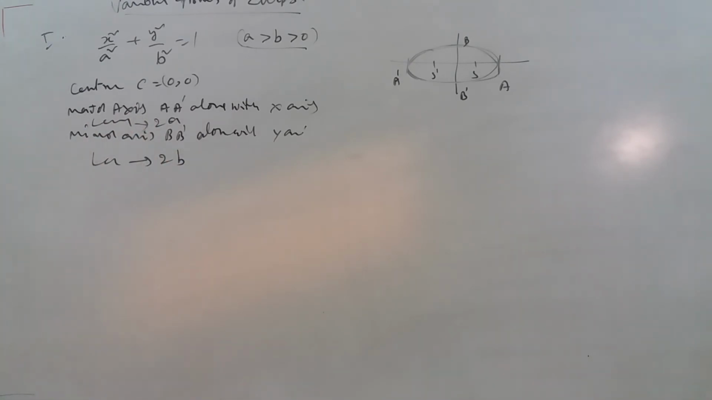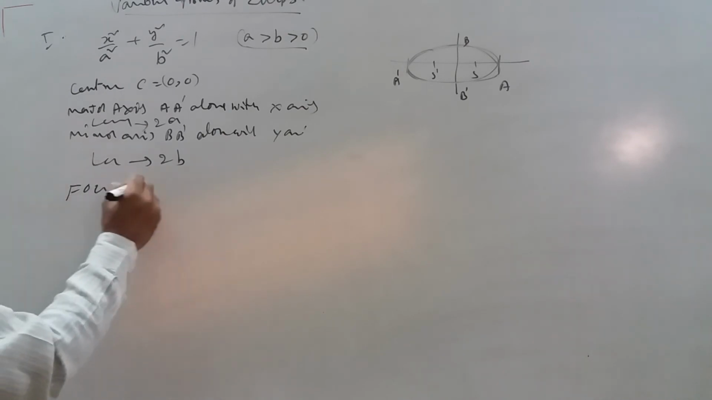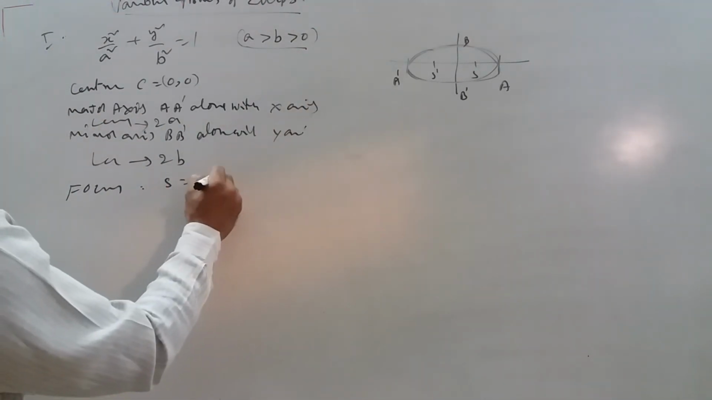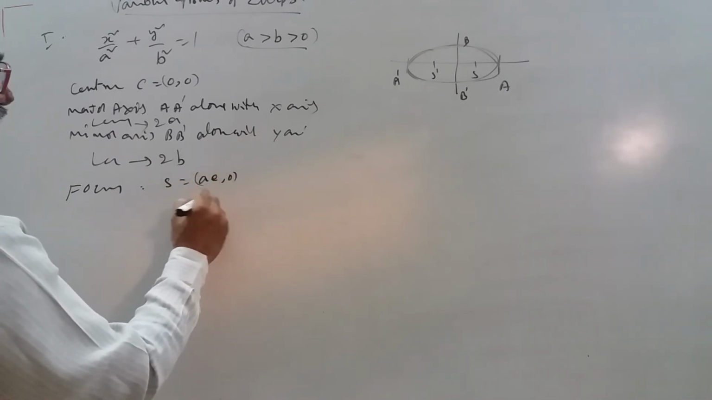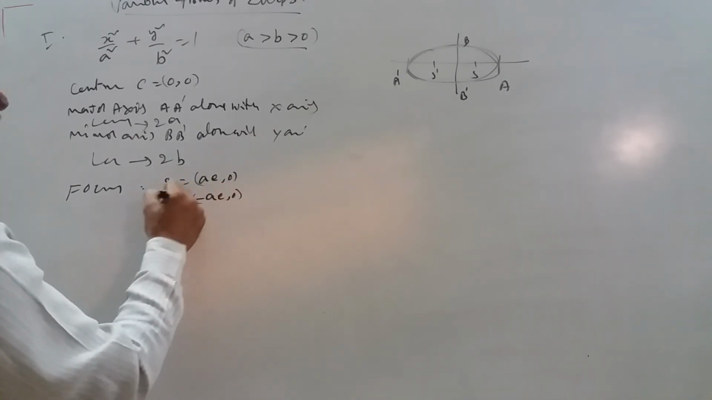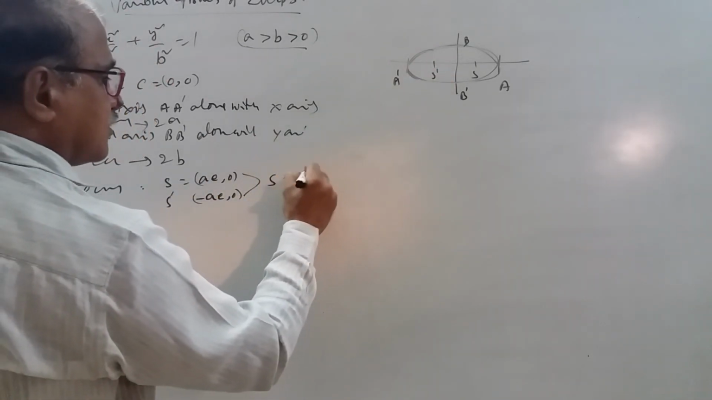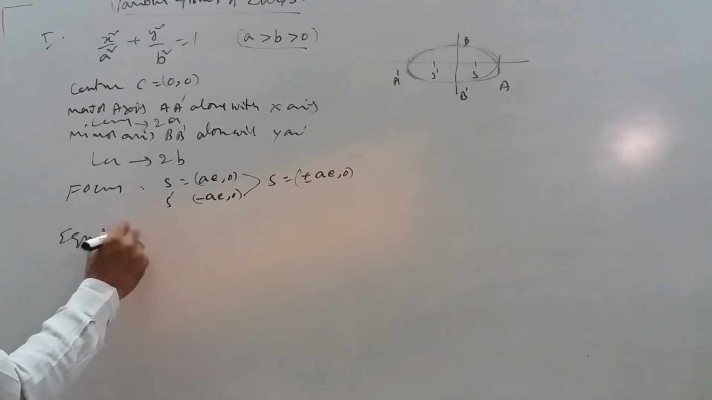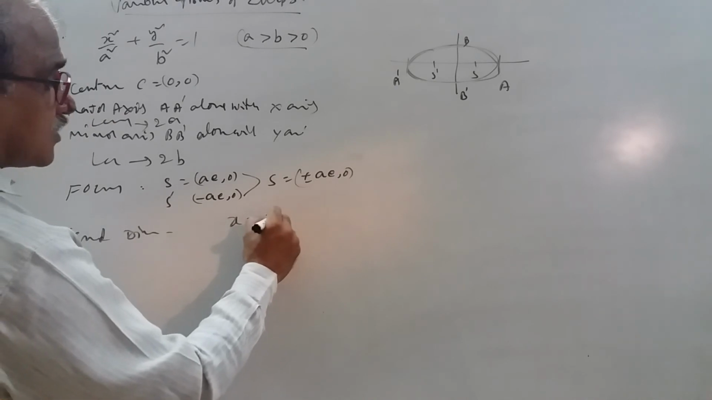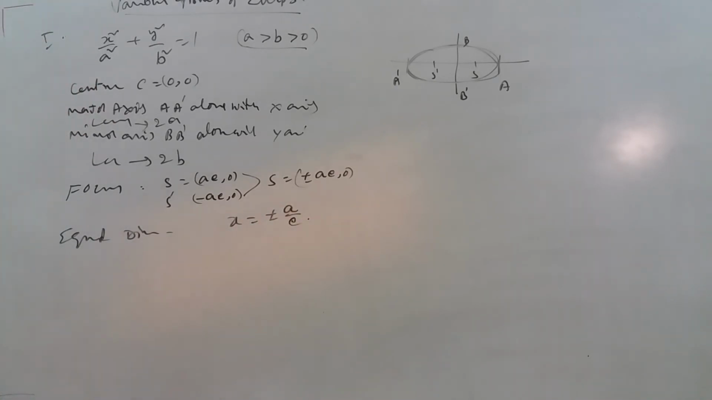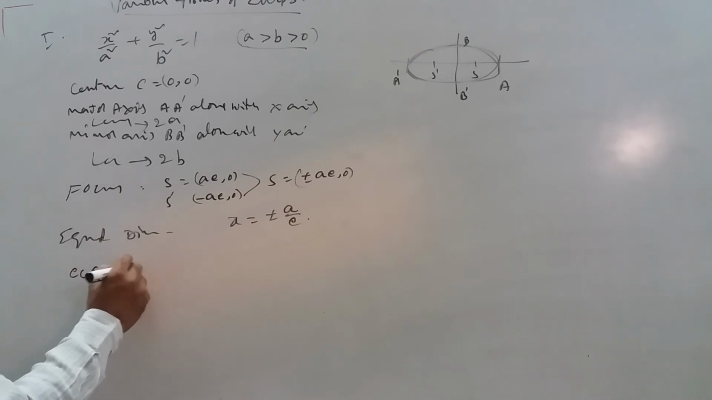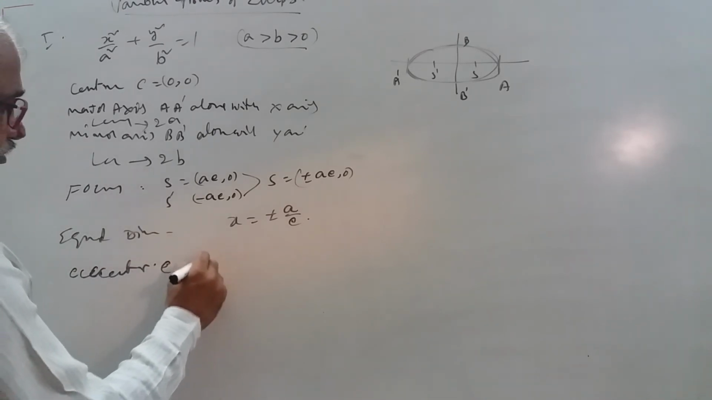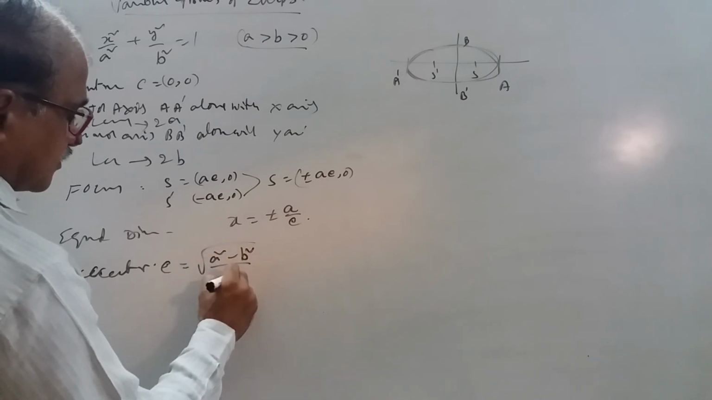Okay, we have to discuss the foci. The foci may be taken as S equal to (ae, 0) or S dash equal to (minus ae, 0). So we can write S is equal to (plus or minus ae, 0). Similarly, the equations of the directrix are x is equal to plus or minus a by e. We have already seen how it is. Next, eccentricity e is equal to root of a square minus b square by a square.